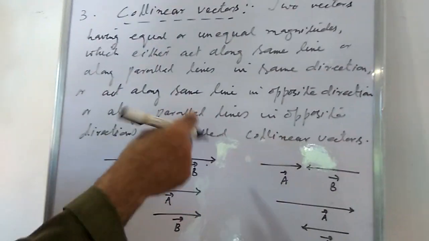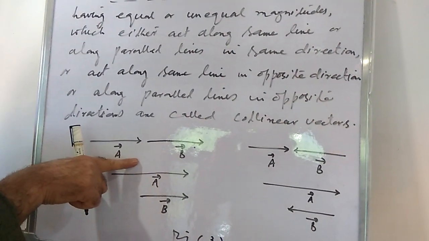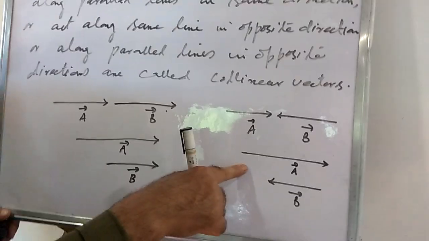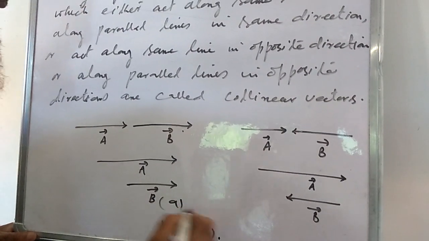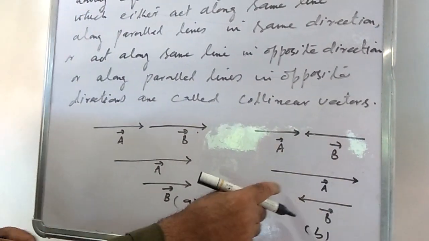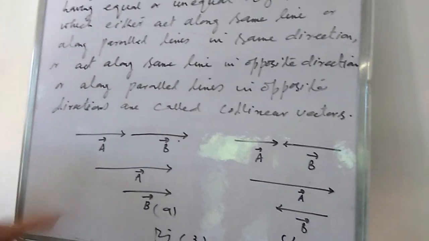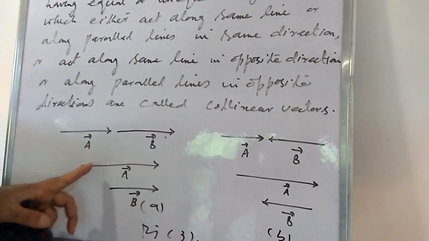Figure third. Then there are two types. These are known as like vectors. They are known as unlike. Here, for example, it is figure third A. It is B. These are known as unlike collinear parallel vectors, or they are known as like or parallel vectors.